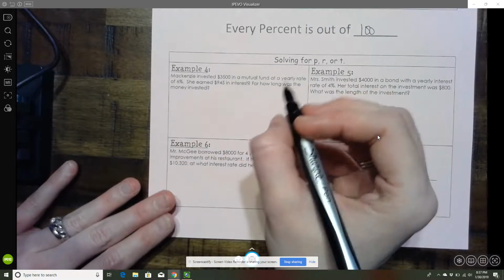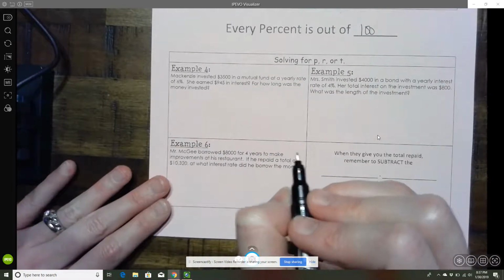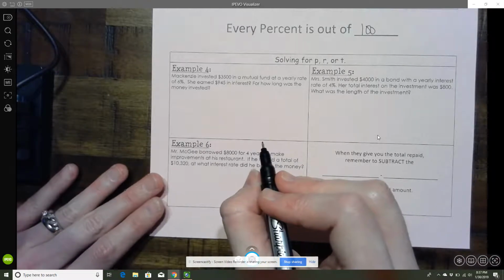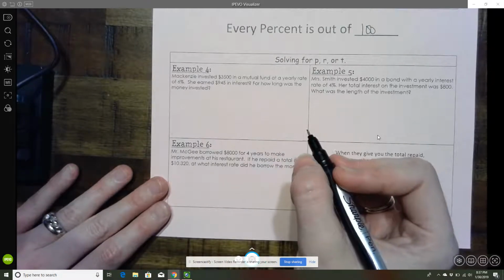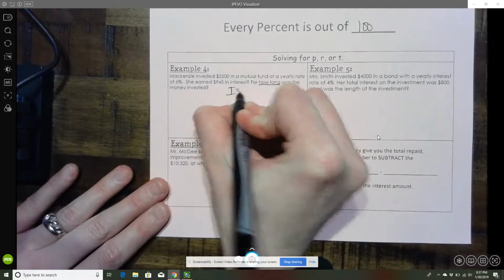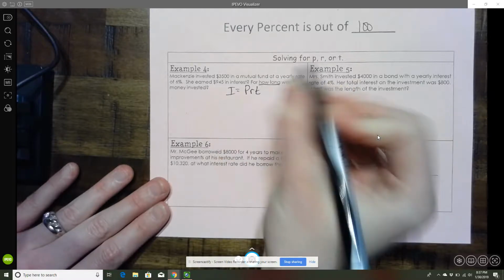So Mackenzie invested $3,500 in a mutual fund at a yearly rate of 6%. She earned $945 in interest. For how long was the money invested? So here, I'm looking for the time. So we're going to fill in what we know.